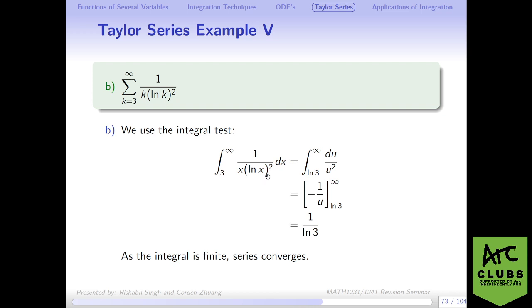So we make the substitution u equals log x, and we find that 1 over x is just the derivative of log, so that becomes du. When we make the substitution, it becomes du over u squared, and that just becomes minus 1 over u. And so when we integrate it, this becomes 1 over log 3, which is finite. So by the integral test, this converges.